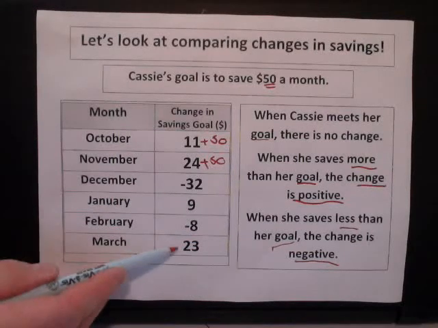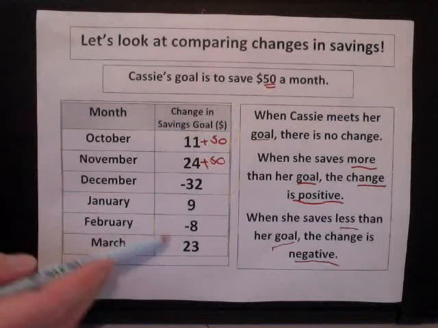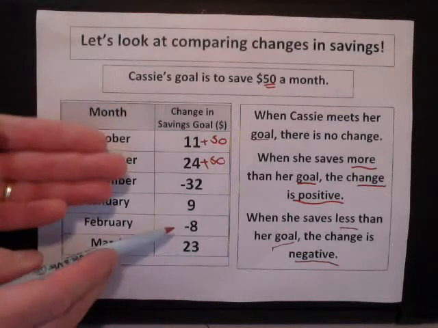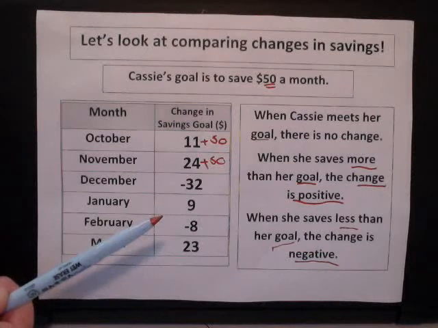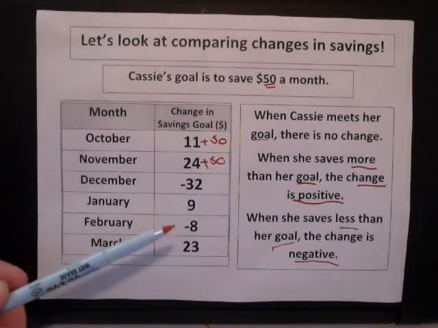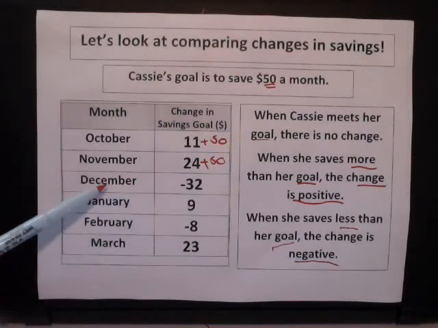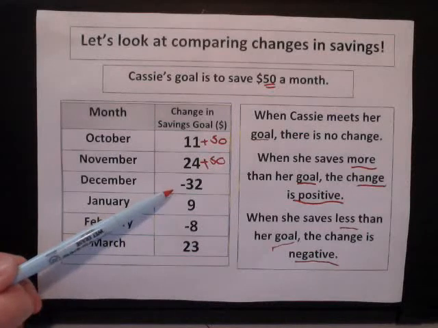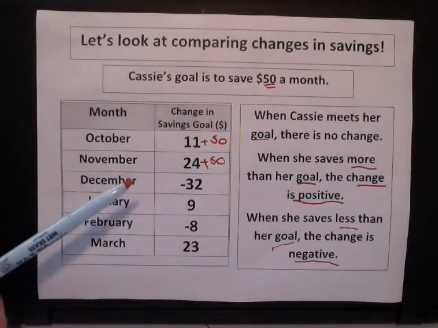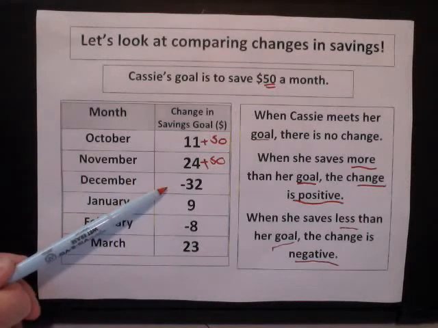Now, in a situation like this, we could start comparing and saying, when did she save the most, when did she save the least, and when was the greatest change, and when did the least change occur? It's interesting if you look at this, but think about what goes on in December. In December, you have Christmas, where it's a lot harder to save money. So that gives you an idea of what might have happened there.